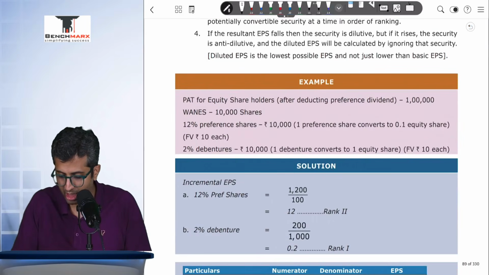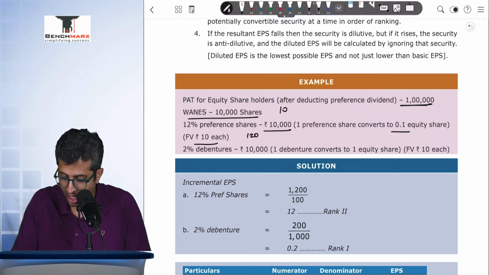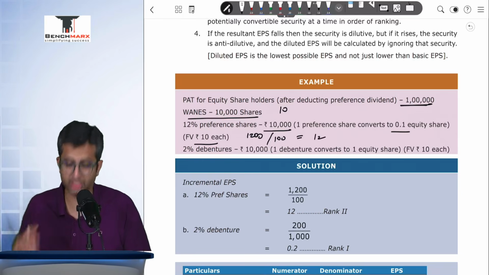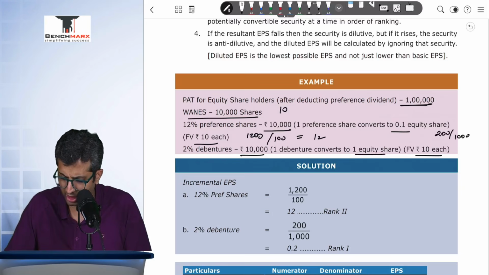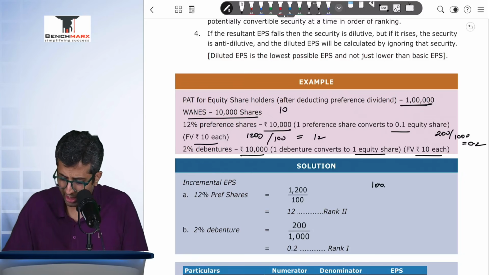If you see over here, for example, the PAT is 1 lakh, WANES are 10,000, so your basic EPS comes to 10. There's a 12% preference share of 10,000 convertible into 0.1 equity share. So this is converted into 100 shares. So 10,000 into 12%, this is 1200 divided by 100 shares, and hence for every new equity share issued, 1200 is the incremental EPS. And for debentures, this is 10,000. One debenture converts into 1 share, and hence this is again 200 divided by 1000, and hence let's say there is 0.2.